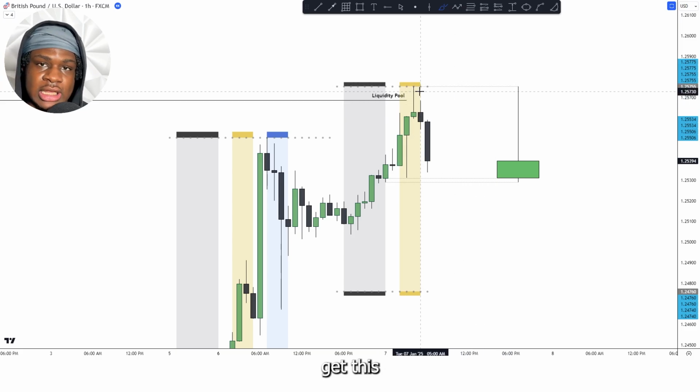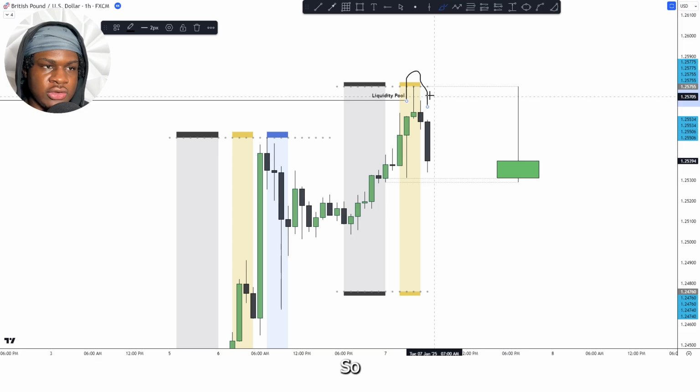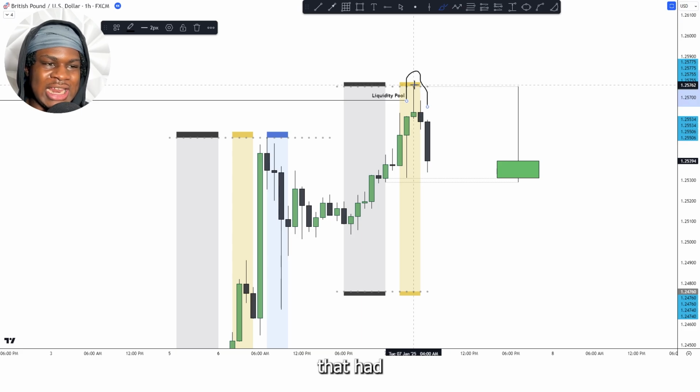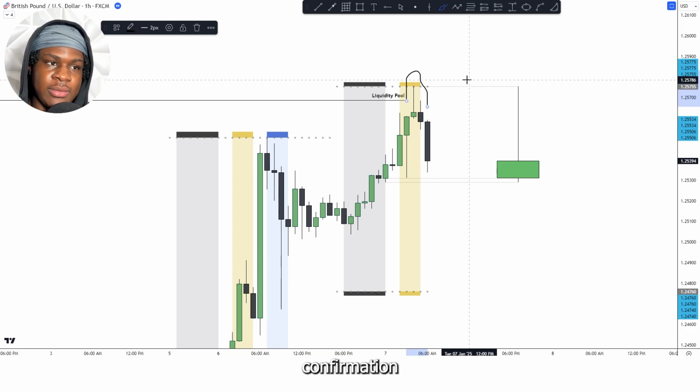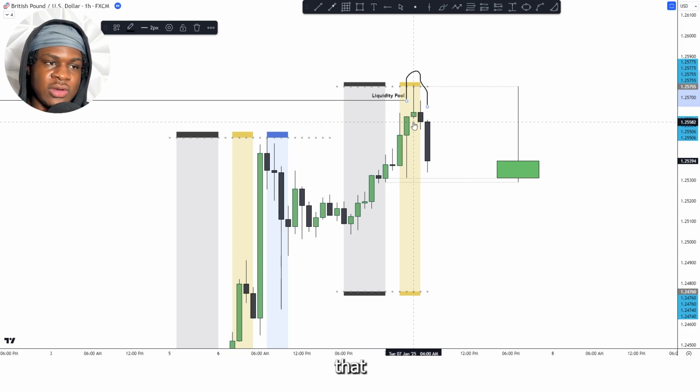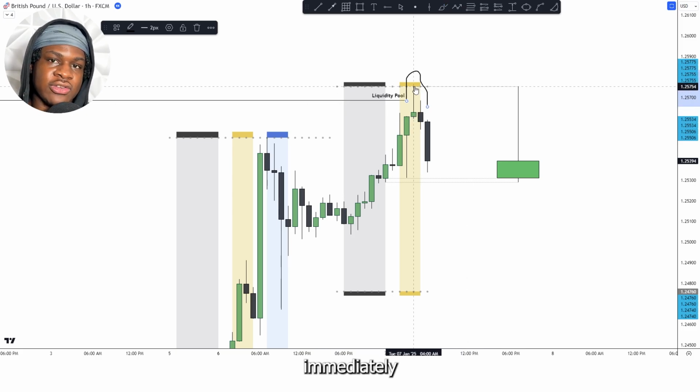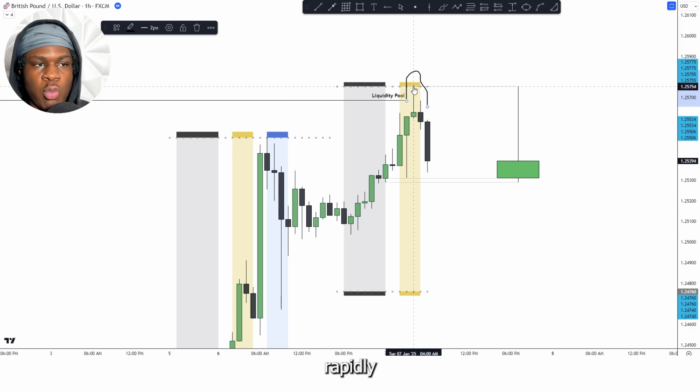And then as we get this manipulation higher, we can see that we had this inverted hammer candle. So this is like a doji rejection wick where we opened up, came higher, swept this level of liquidity, and then had a steep rejection away from it. This is a bearish confirmation candlestick. This signals to us that price opened up and sellers immediately started to kick in once price took out that level of liquidity, rapidly moving away from it, creating this long wick.